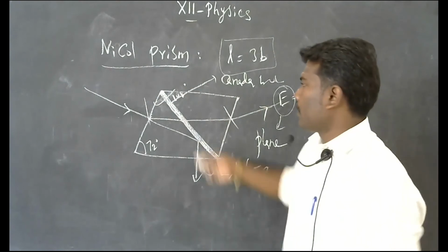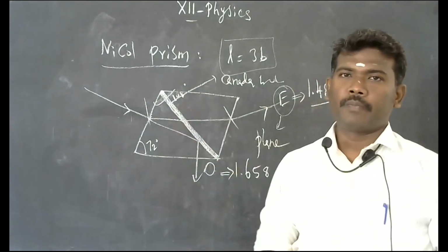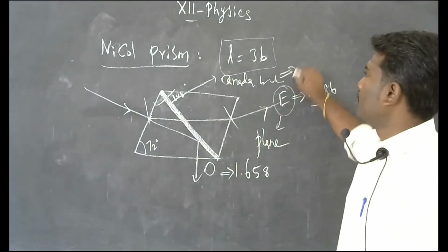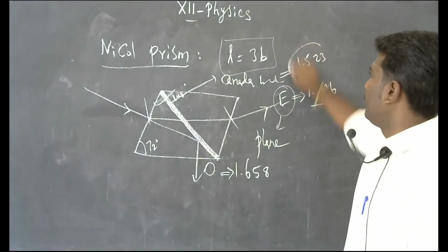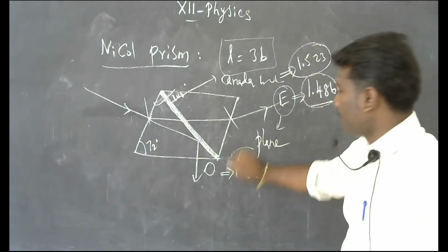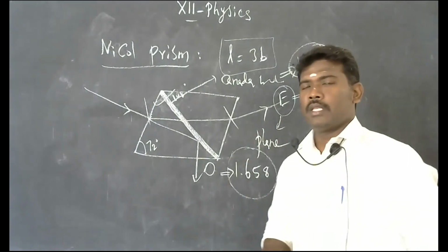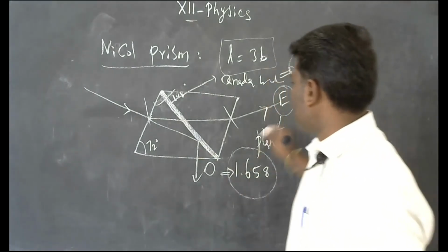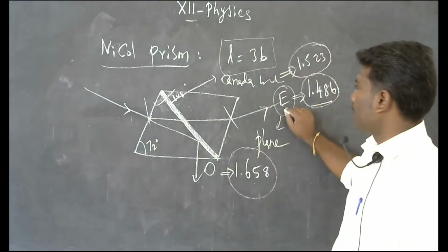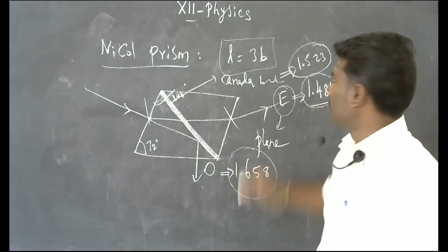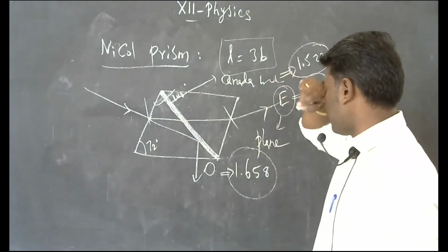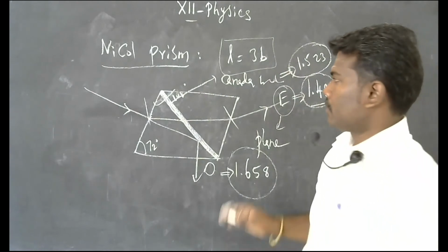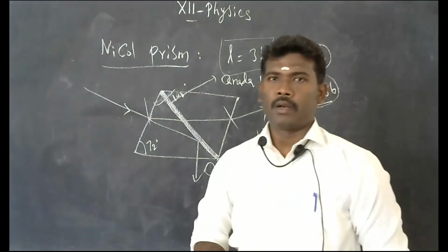And also we have another medium, the Canada balsam. For the Canada balsam, the refractive index value is 1.523. So you note all these refractive index values. These refractive index values are for a 1 mark question. So for ordinary 1.658, for extraordinary 1.486, and for Canada balsam the refractive index value is 1.523. So this is also one of the important 3-mark questions.